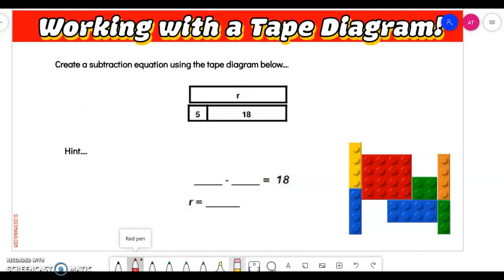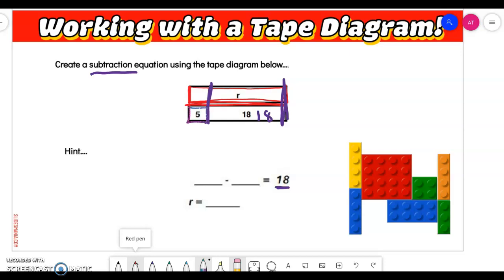So now I'm dealing with r. My r is from here to here. This whole r right here. I need to know what r is. But we're going to use subtraction now in order to figure it out. So I already have my 18 right here. I know this part of my r is 18. And I know that this part of my r is going to be 5. So if I was going to create a subtraction, what would this look like?